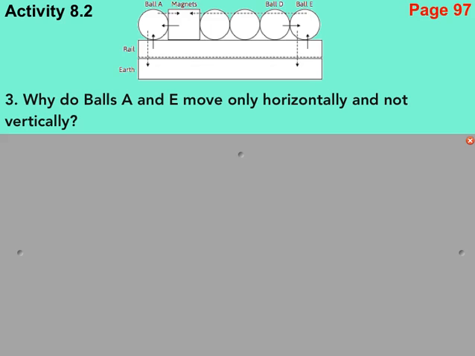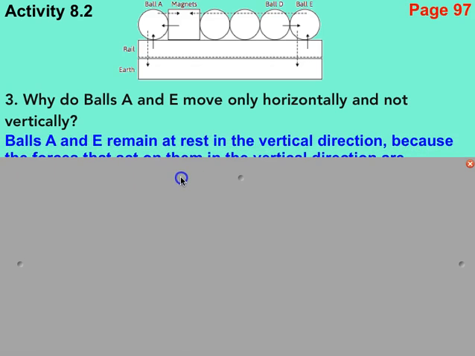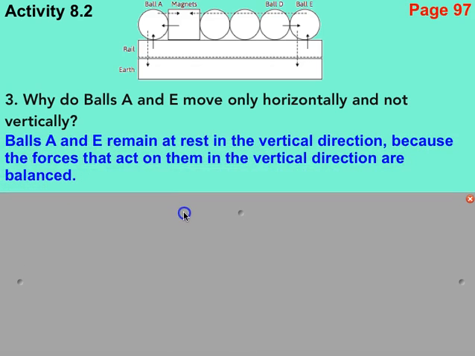So question 3, why do balls A and E only move horizontally and not vertically? And so we've had similar questions to this in our last test. So what do you think the answer would be? Go ahead, pause the video, and this should only take you a sentence, maybe 30 seconds to do. All right, now that you've had a chance, ball A and E remain at rest in the vertical direction because the forces that act on them in the vertical direction are balanced.